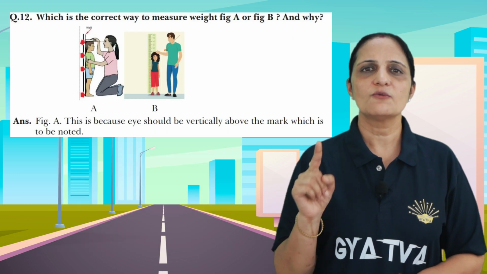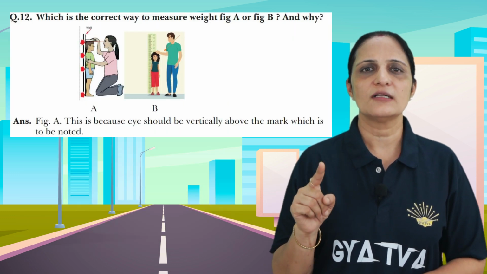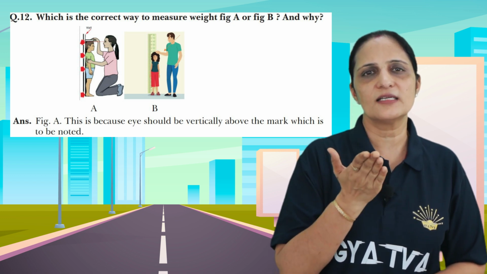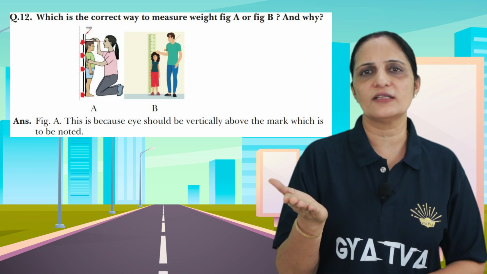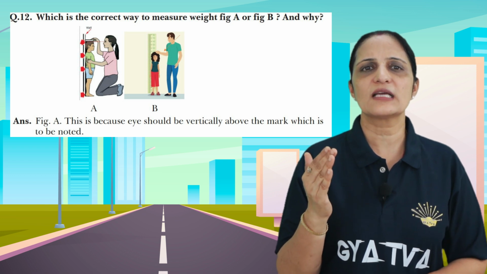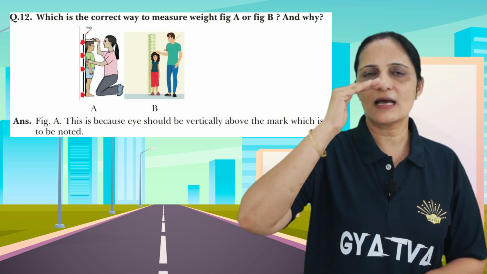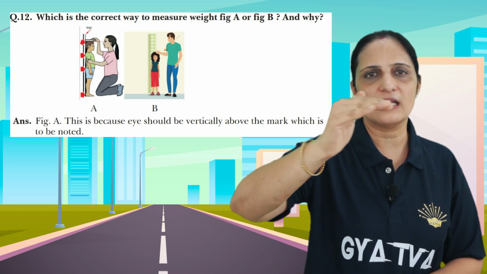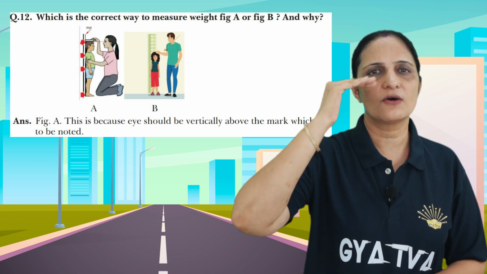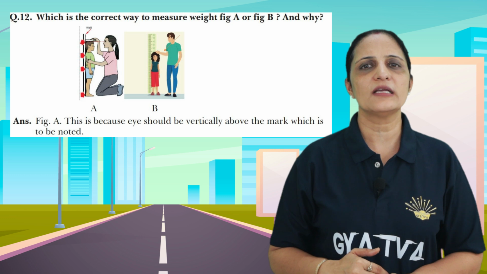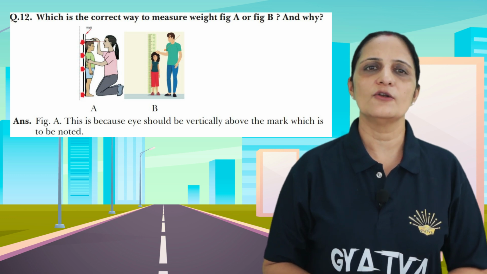Question number 12. Which is the correct way to measure weight? See, you are given two figures, A and B. One side mother is measuring the height of a child, the other side father is measuring. So which figure is correct? Figure A. Why? Because when you are measuring, your eye should be along the vertical line. Your eye level should be along the vertical mark. So figure A, because eye should be vertically above the mark which is to be noted.